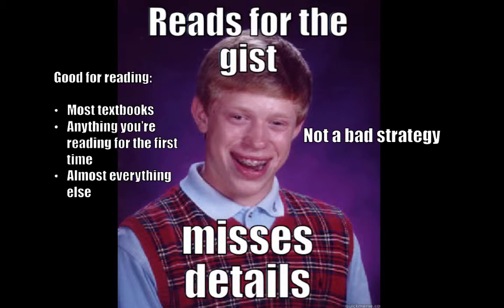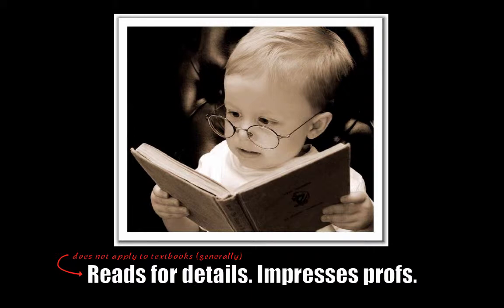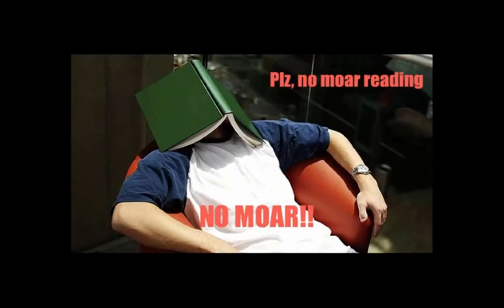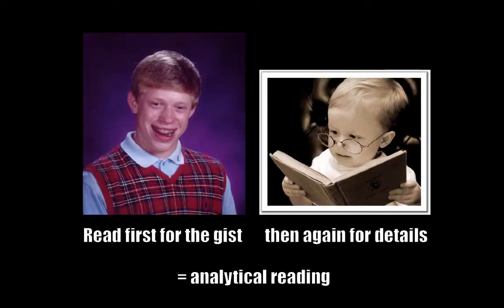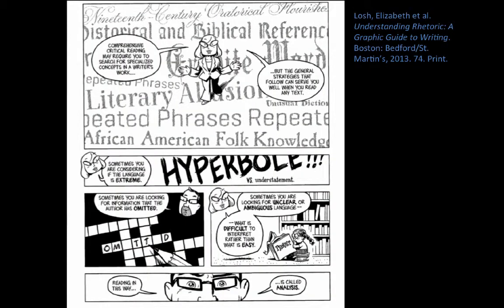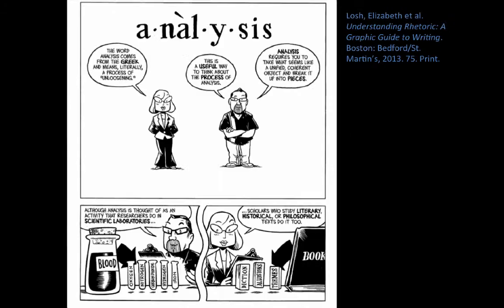In W131, you also need to read for details. That means reading an essay for W131 twice. That can be tough when you feel like this. But the essays you'll read for this class are essays you'll write about. You need to see the details, such as extreme, unclear, or ambiguous language, missing information or assumptions, and repeated or contrasted words or ideas. Reading for the details is analytical reading.